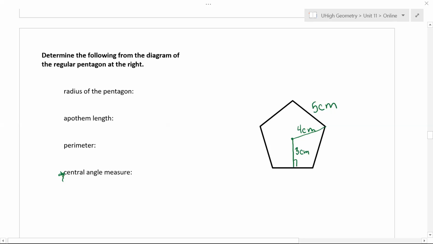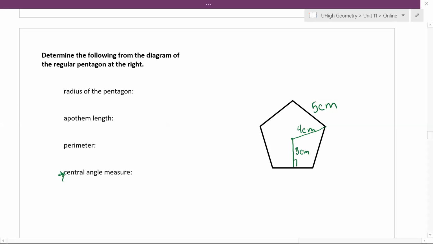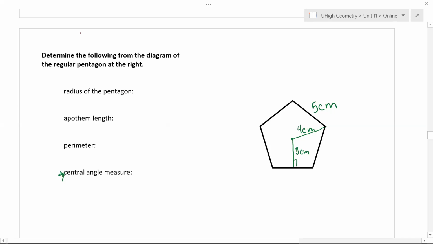All right, so first one is going to be the radius of my pentagon. So the radius is that length from the center to one of my vertices. So that is going to be my 4 centimeters. The next one is the apothem. So the apothem goes from the center and is perpendicular to one of my sides. So that will be my 3 centimeters.